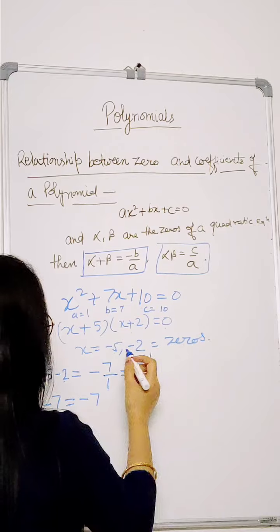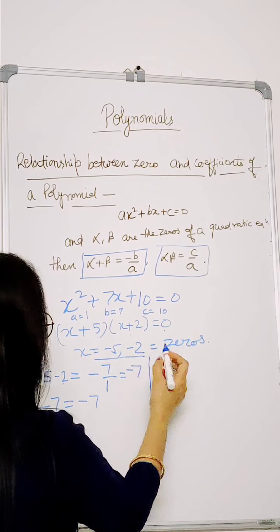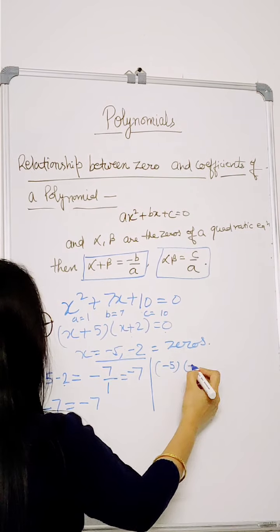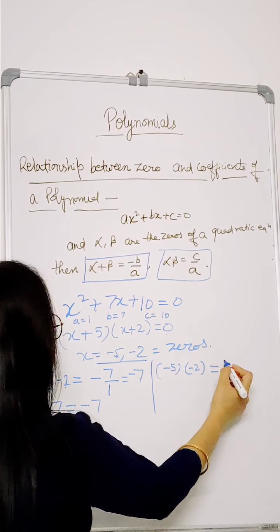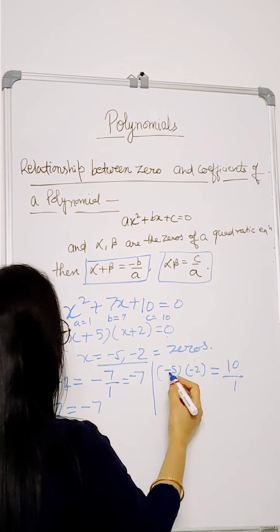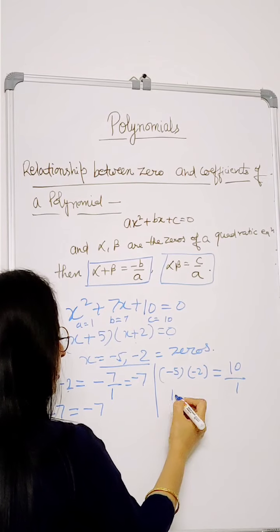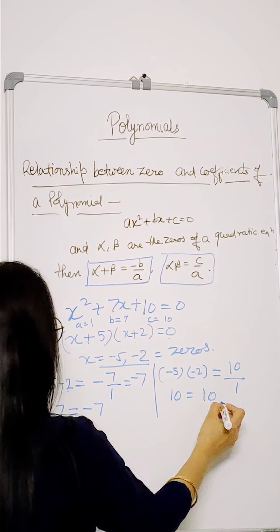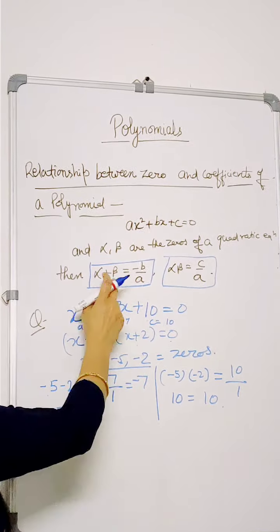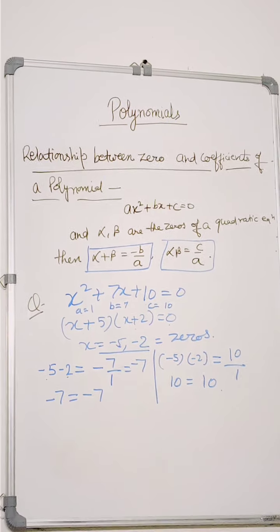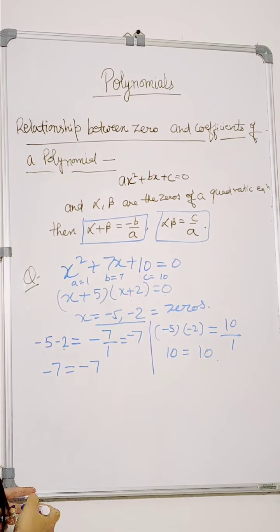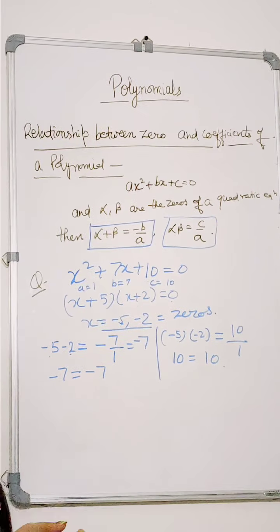And alpha into beta means -5 into -2 is equal to c/a, which is 10/1. We see that -5 into -2 is equal to +10, which is equal to 10. So it is verified that alpha + beta = -b/a and alpha × beta = c/a.